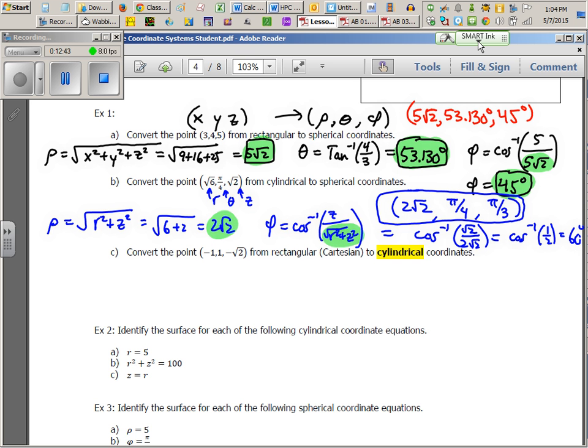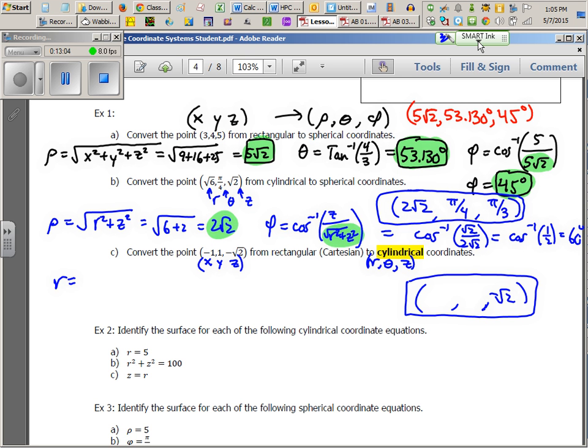Okay, convert from rectangular to cylindrical. So we basically are being given x, y, and z. We want r, theta, z. So we can steal the z anyway. So it's just going to be negative root 2. Feels good to have that part done. Let's look at r and theta and what those would be.